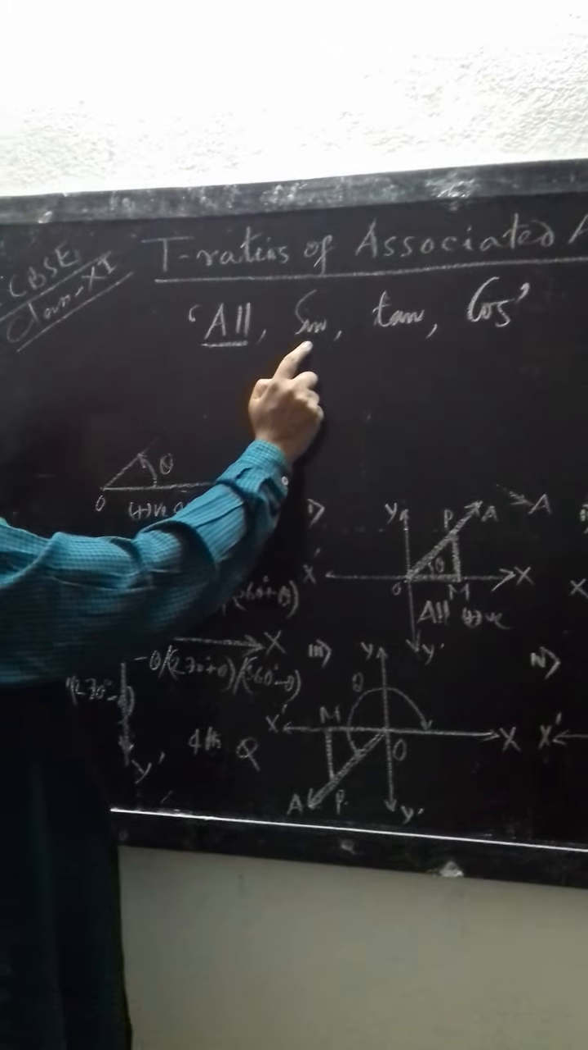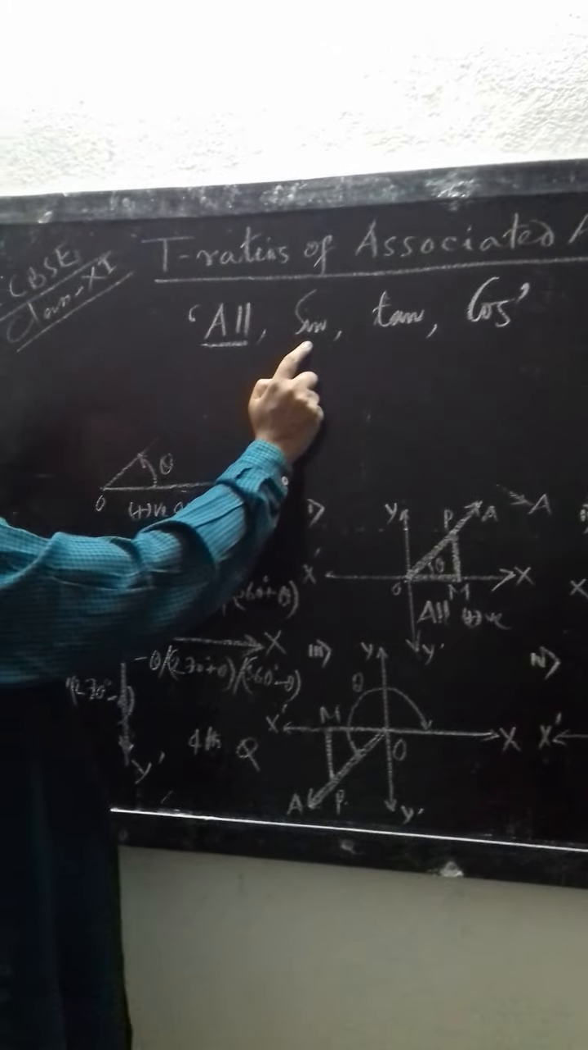O is the origin. The line OX rotates through an angle theta in the anticlockwise direction, that is a positive angle, and the line OX rotates the same magnitude, that is theta, but in the clockwise direction. So this is expressed by minus theta.